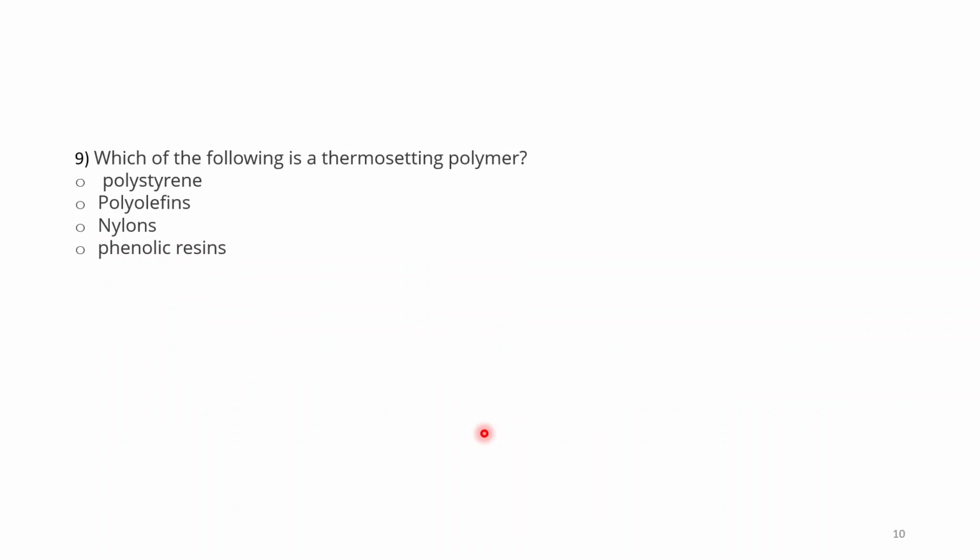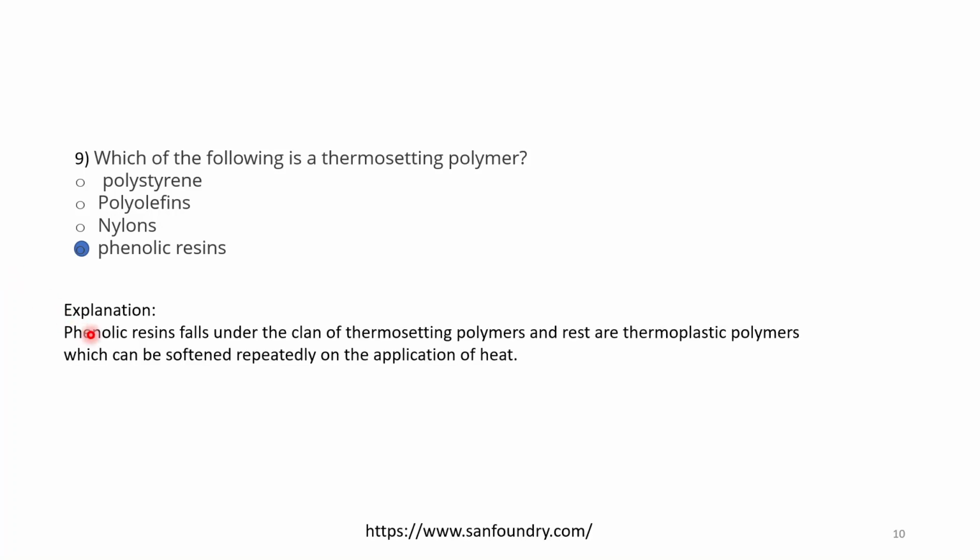Which of the following is a thermosetting polymer? Your options are polystyrene, polyolefins, nylon or phenolic resins. Your answer will be phenolic resins. Phenolic resins fall under the class of thermosetting polymers, and the rest are thermoplastic polymers, which can be softened repeatedly on the application of heat.